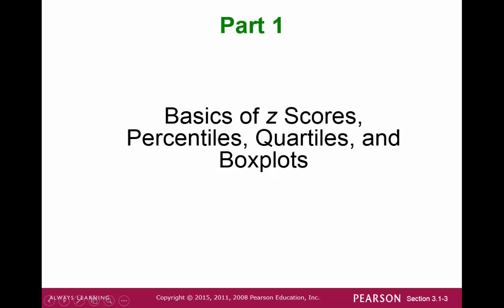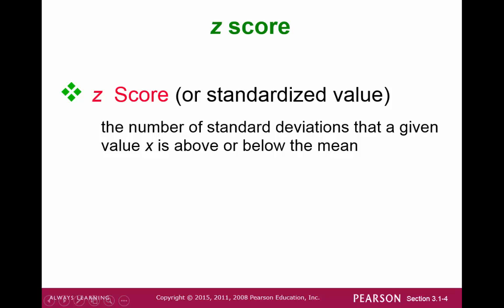Let's take a look at some basics. Finding the z-score is one of the most useful ways to find relative position. They call it standardizing the value, and it measures the number of standard deviations away from the mean.